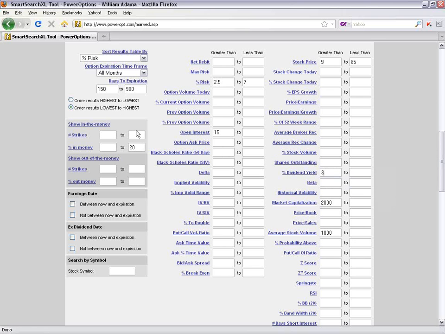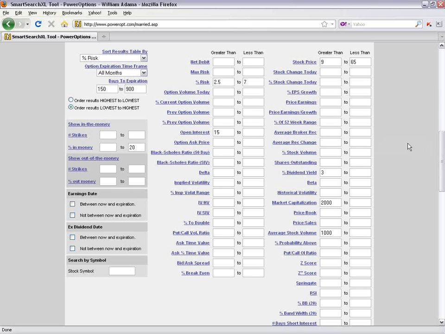I'm not going to change the month time frame because that's what we look for when we're trading radioactively. I'm going to leave in this range in the money because I don't want to go deeper than 20% in the money. And I'm going to leave my risk range of 2.5 to 7%.